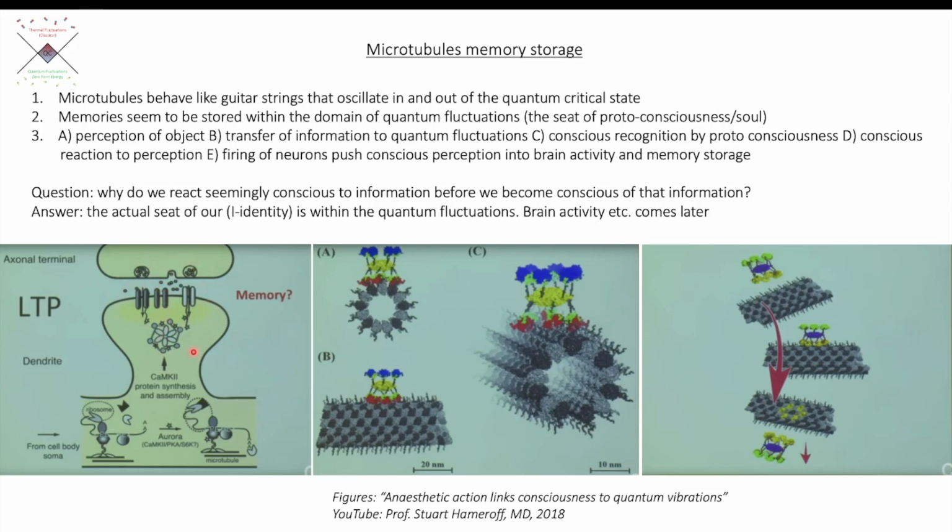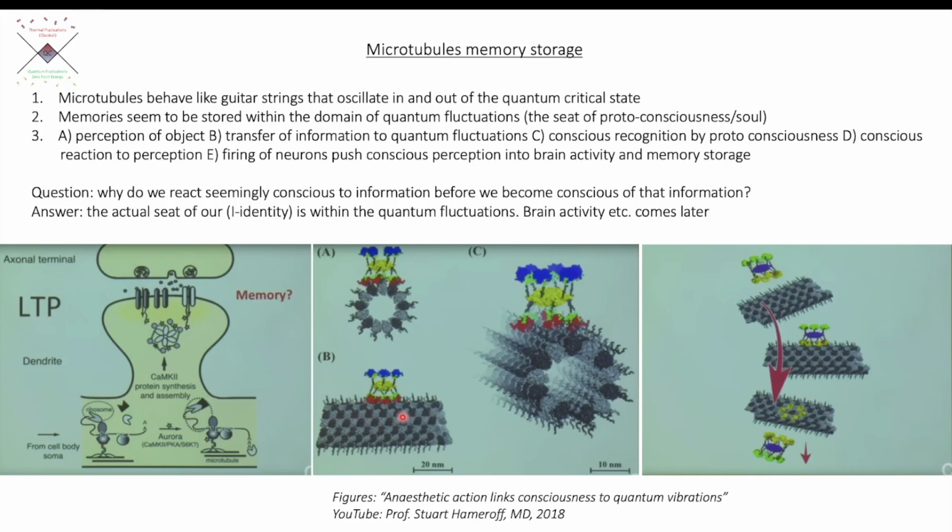pulse is fired, a so-called molecule is released. It's called CAMK2. It's a calcium molecule. And this CAMK2 molecule then moves along the neurons and axons, and it docks upon the microtubules.